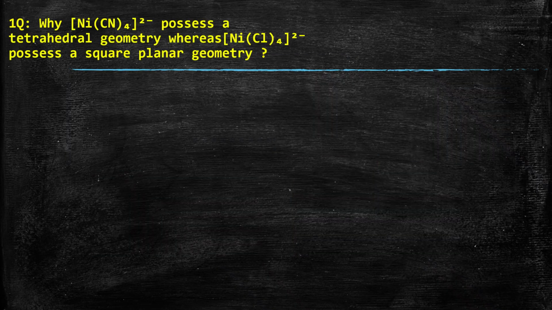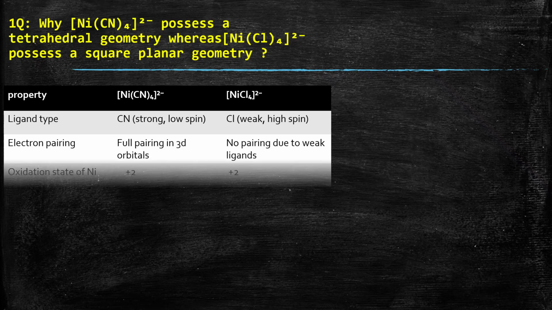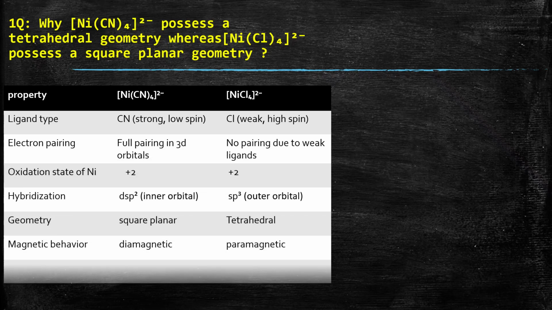See the example of these two complexes. This is the most important question for all types of entrance exams and theory also. Why does tetracyanonickel possess a square planar geometry whereas tetrachloronickel possesses a tetrahedral geometry? First, you need to identify the strong field ligand and weak field ligand. Here cyano is a strong field ligand and chlorine is a weak field ligand. If strong field ligands are present in a complex, then electrons are forced to pair up. In chloro, it is a weak field ligand, so there is no change in the electronic configuration.